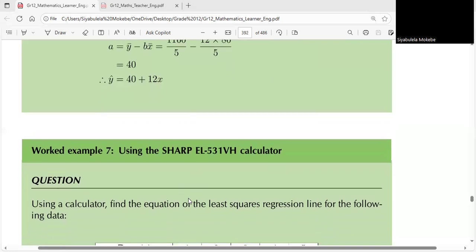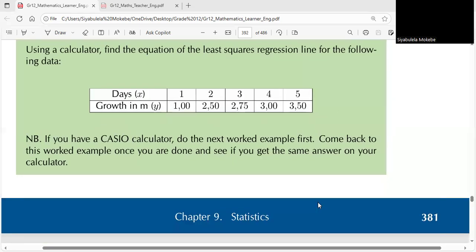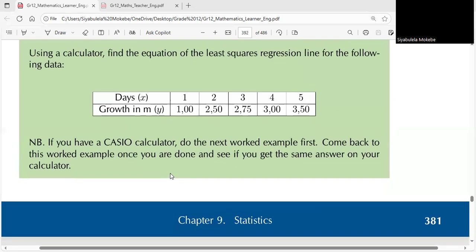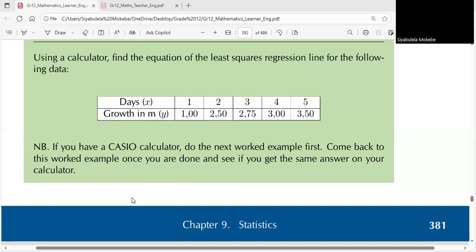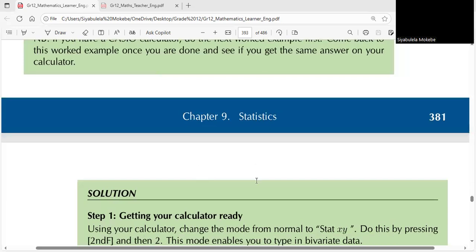Now let's use the calculator to find the equation of the least squares regression line for the following data set. If you have a Casio calculator, do the next worked example first. Come back to this worked example once you are done and see if you get the same thing.